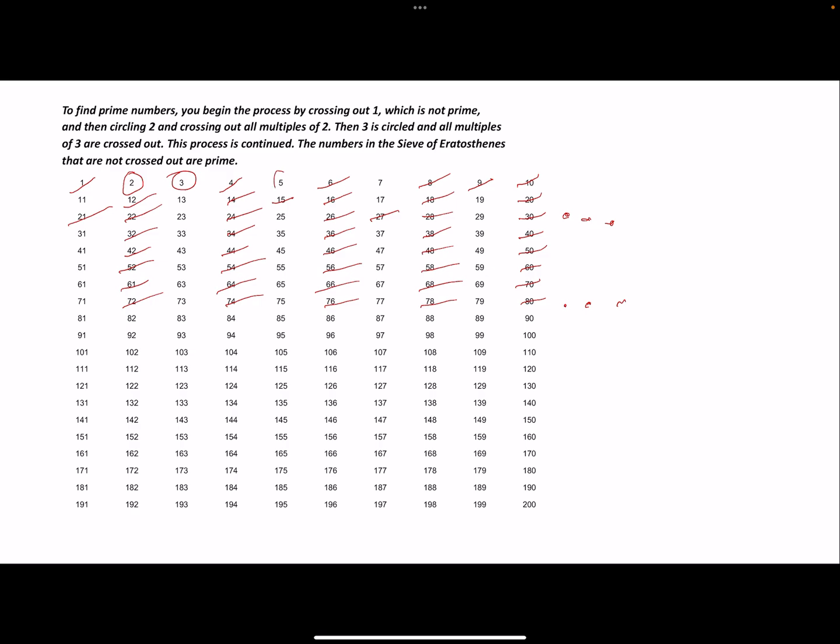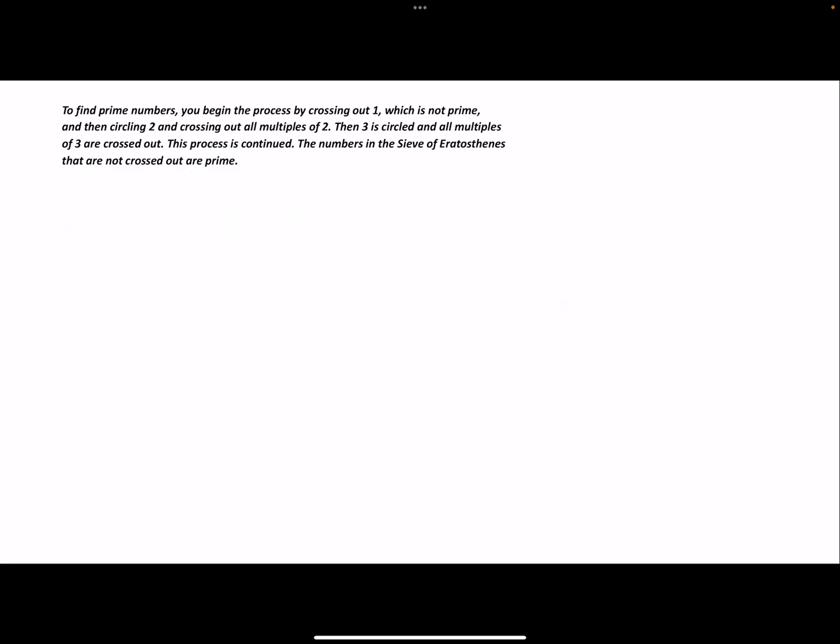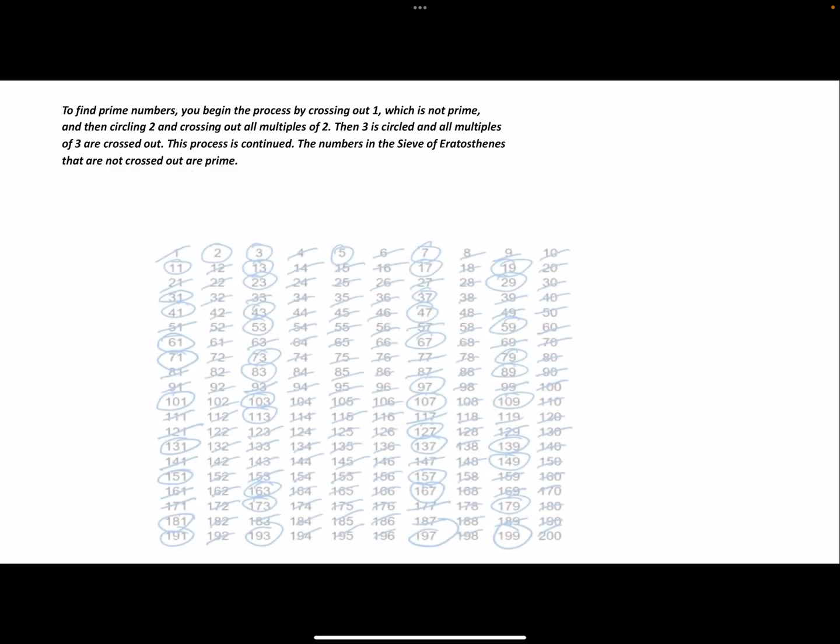I'll go with 5, and then I'm going to do multiples of 5. 5, 10, 15, 20, 25, 30, 35, 40, 45, and so on. Everything that you have left is going to be your prime numbers. So I have completed this. We're going to go to the next slide, and I'll show you an example of one that I have completed.